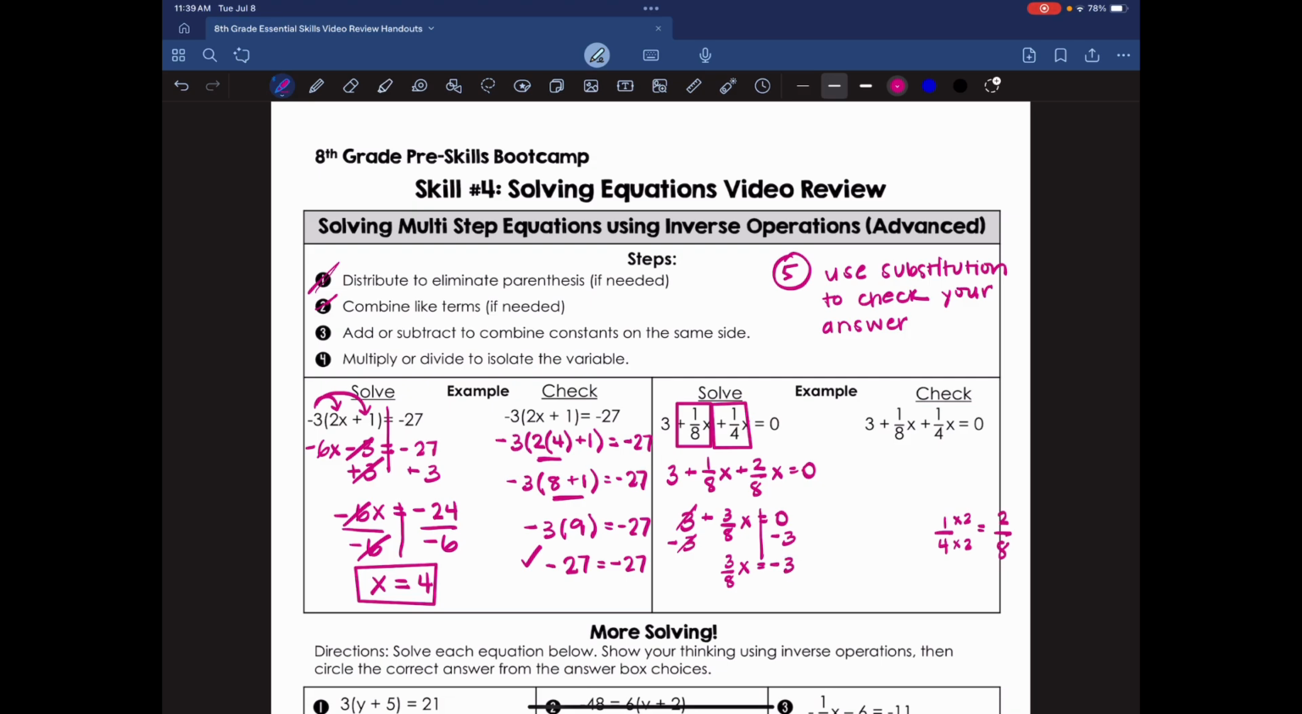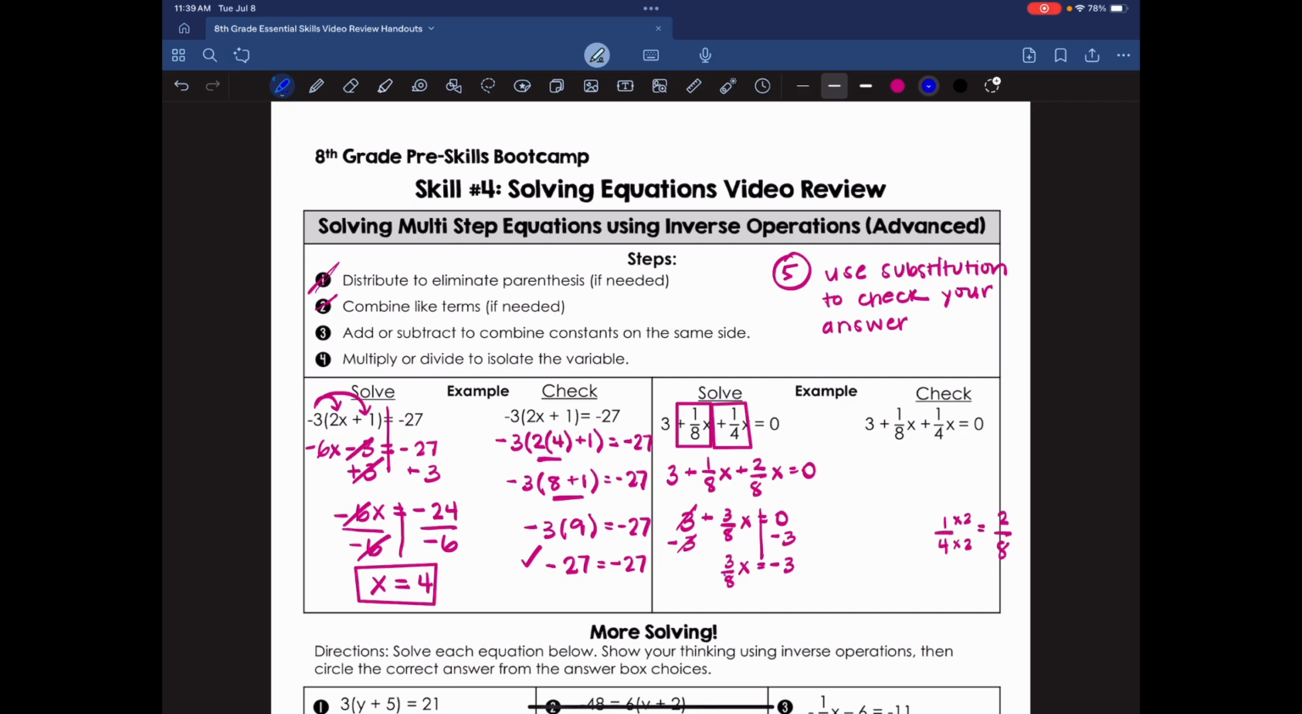Now, dealing with this fraction, I have 3/8 times x, which means I need to divide to get rid of the 3/8. Now, dividing by a fraction can be a little bit tricky. Dividing by a fraction means you have to multiply by the reciprocal. If you feel confident doing that, absolutely do that. However, I like to show an alternative way where we can break this into 2 steps, and sometimes that's a little less confusing. So I want to get rid of the 3 and the 8.